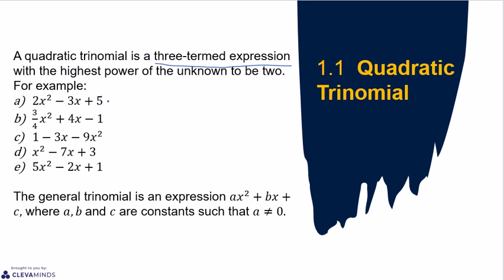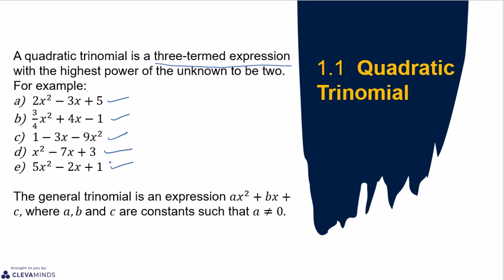2x squared minus 3x plus 5. Then we have 3 over 4x squared plus 4x minus 1. We also have 1 minus 3x minus 9x squared. It's a quadratic trinomial. Now, we also have x squared minus 7x plus 3. It's also a quadratic trinomial. Then 5x squared minus 2x plus 1.